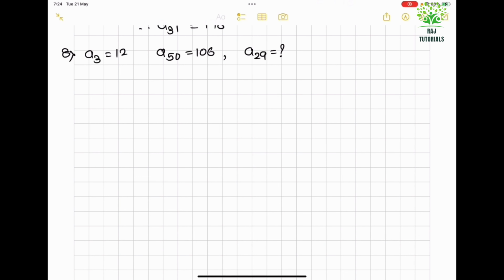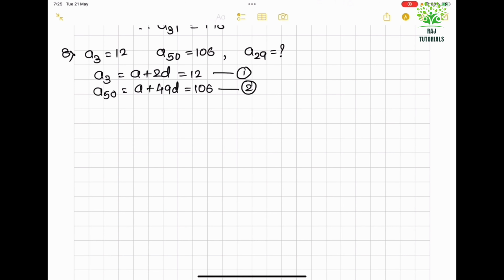Eighth one says an AP consists of 50 terms, of which the third term is 12 and the last term is 106. Find the 29th term. So here I know that third term means A3. So A3 will be A plus 2D, that is equal to 12. So I will be giving it number 1. And A50 means A plus 49D, that is 106. So 2.